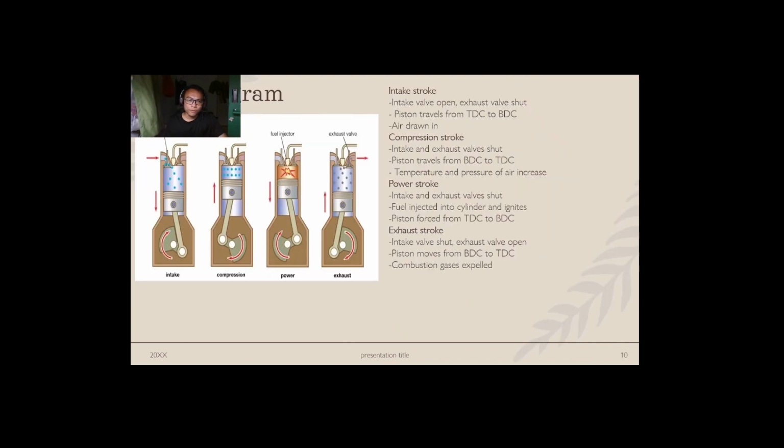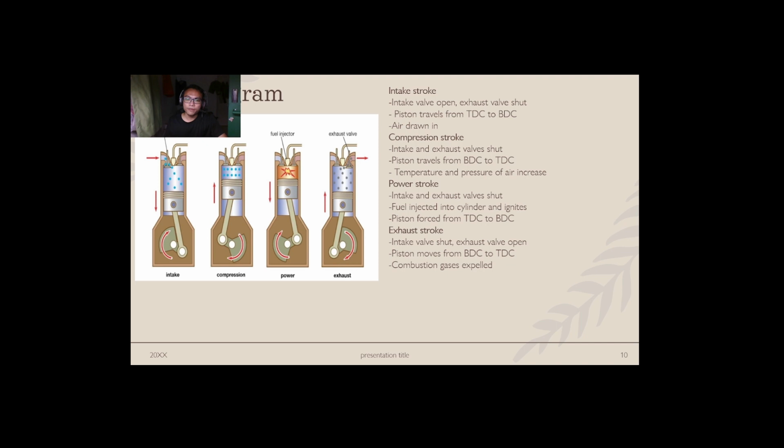Next, I am going to talk about the cycle diagram. There are four cycle diagrams, and the first one is the intake stroke. The intake valve will open and the exhaust valve will shut. The piston will then travel from TDC to BDC, and the air will be drawn in.